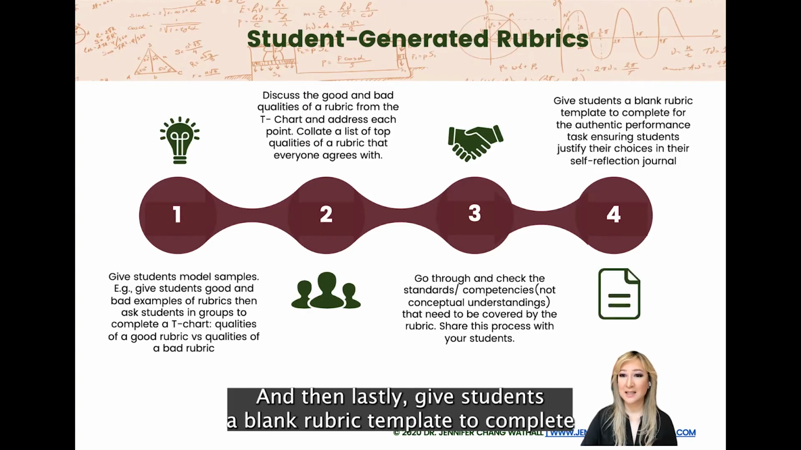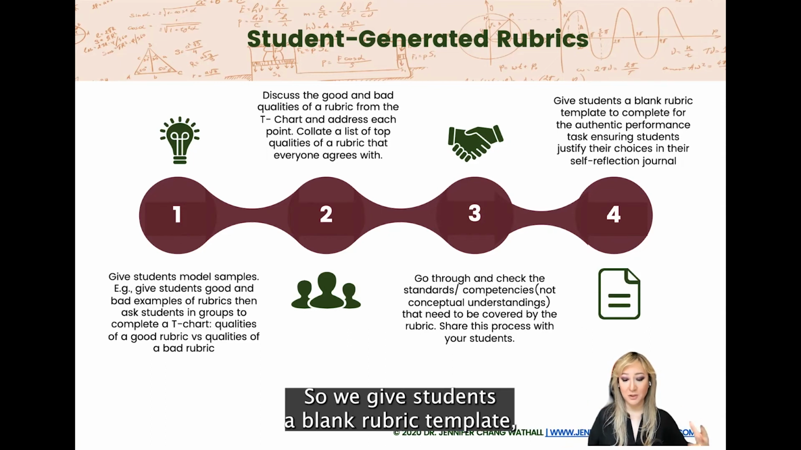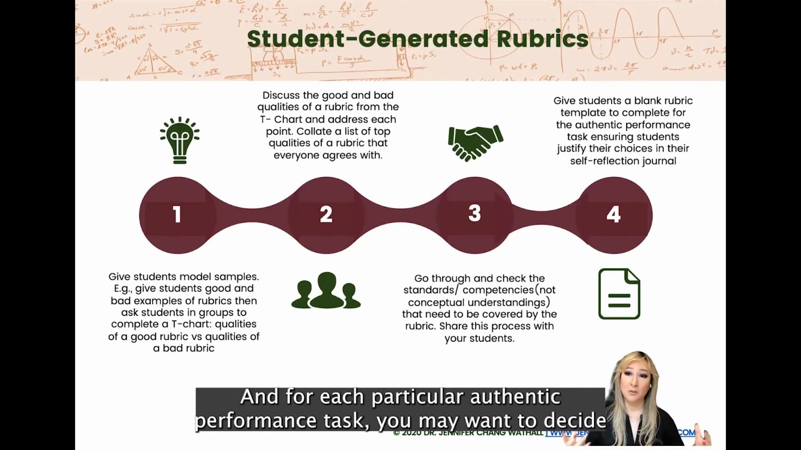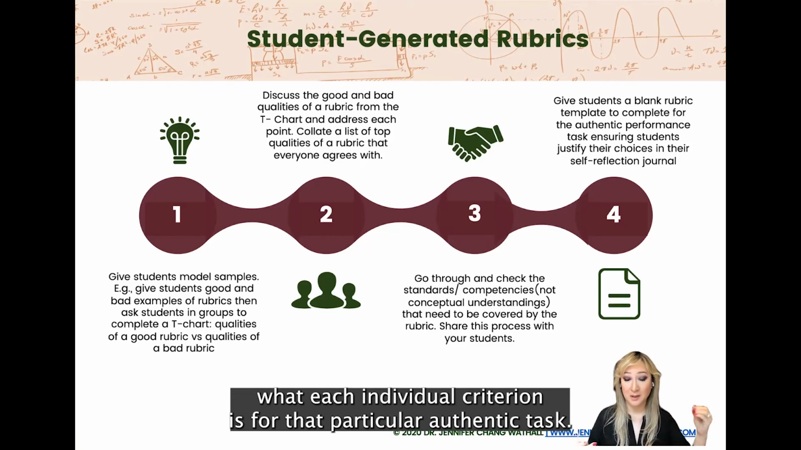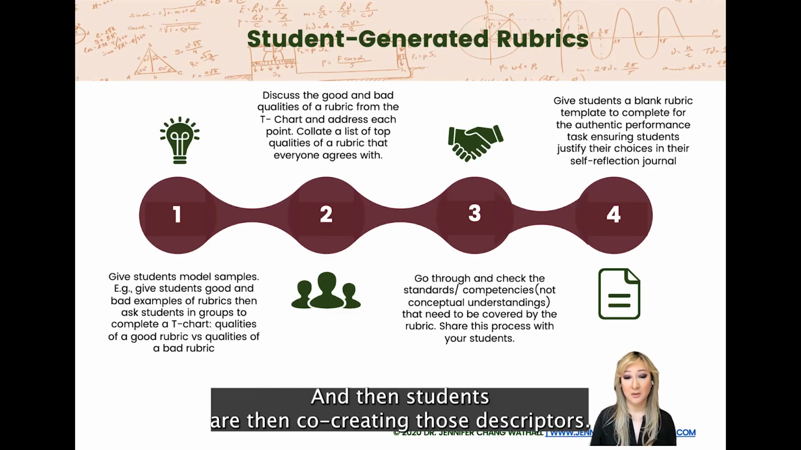And then lastly, give students a blank rubric template to complete for the authentic performance task, ensuring students justify their choices in their self-reflection journal. So we give students a blank rubric template, but we know the good qualities and the bad qualities. And for each particular authentic performance task, you may want to decide as a class what the descriptors are, what the actual criteria are, what each individual criterion is for that particular authentic task, or you might suggest some, and then students are then co-creating those descriptors.